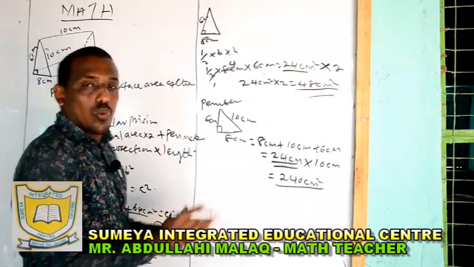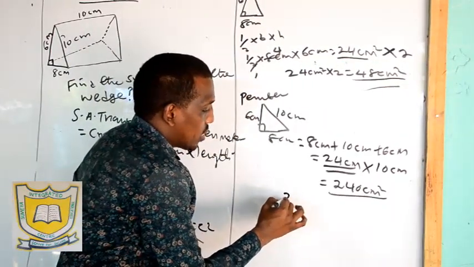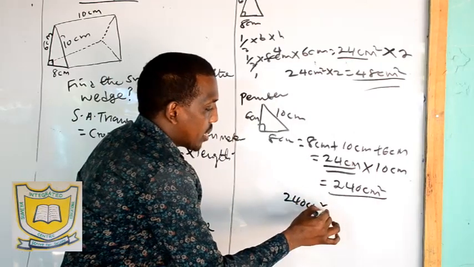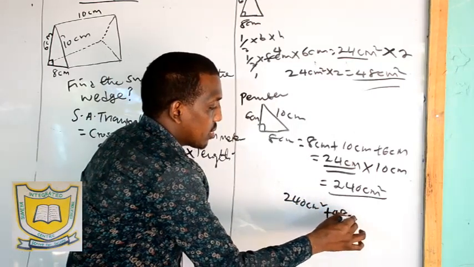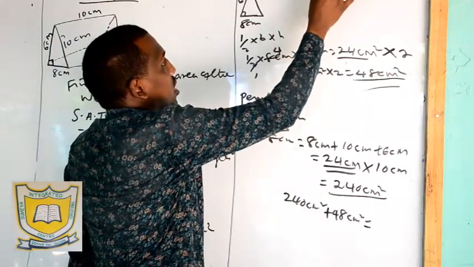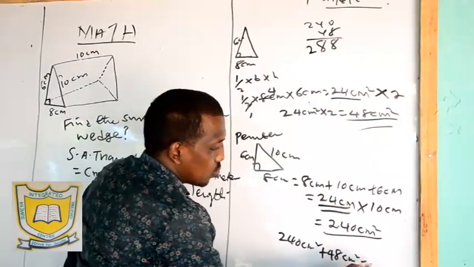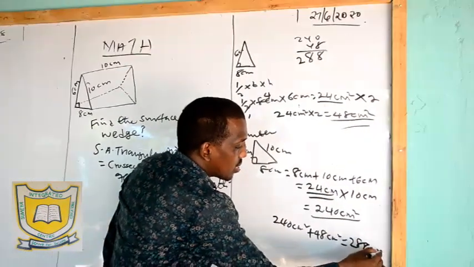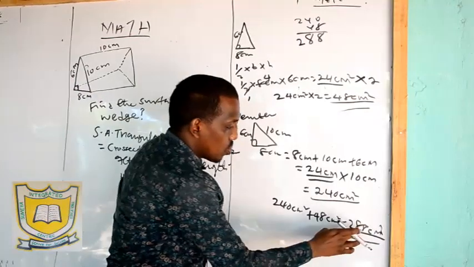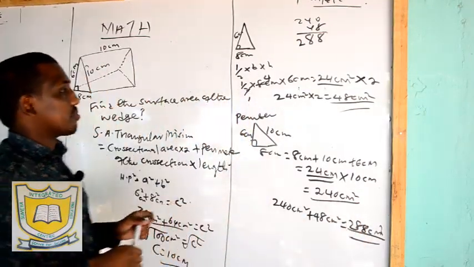So what do you do now? We added the 2. Let's add the 2. So we say 240 centimeter squared plus 48 centimeter squared, which is equal to, you add 240 plus 48. You get 288 centimeter squared. That is how we get 288 centimeter squared.